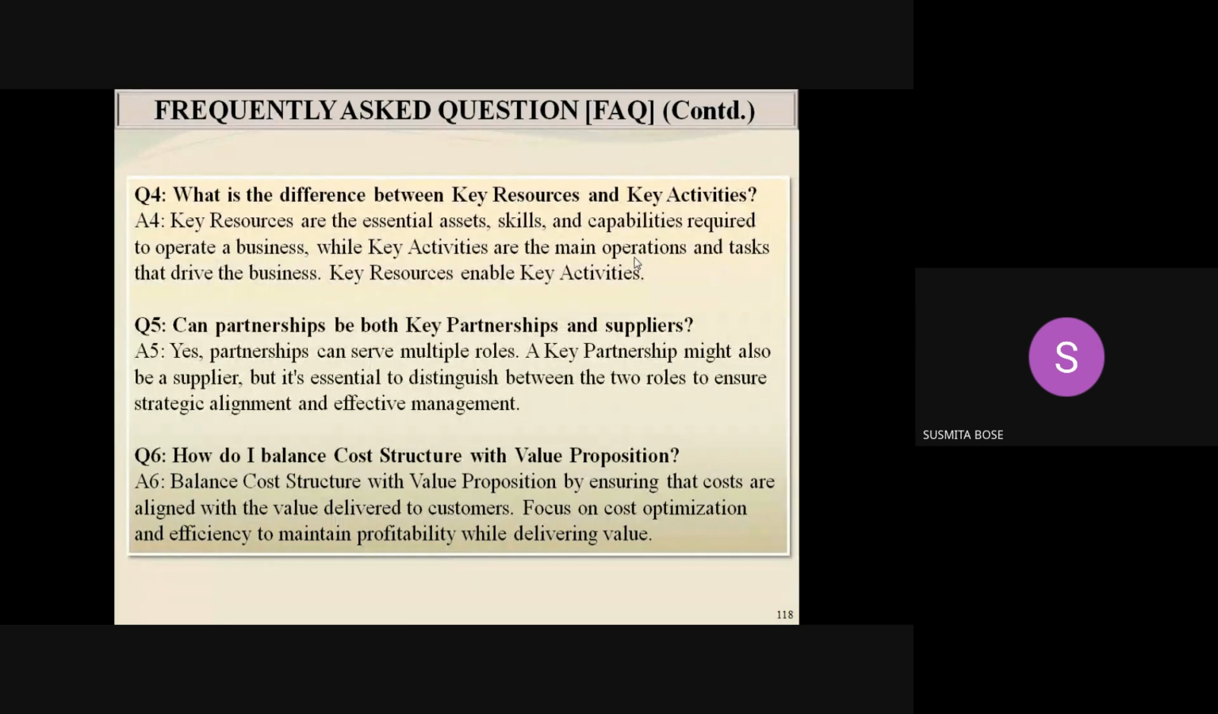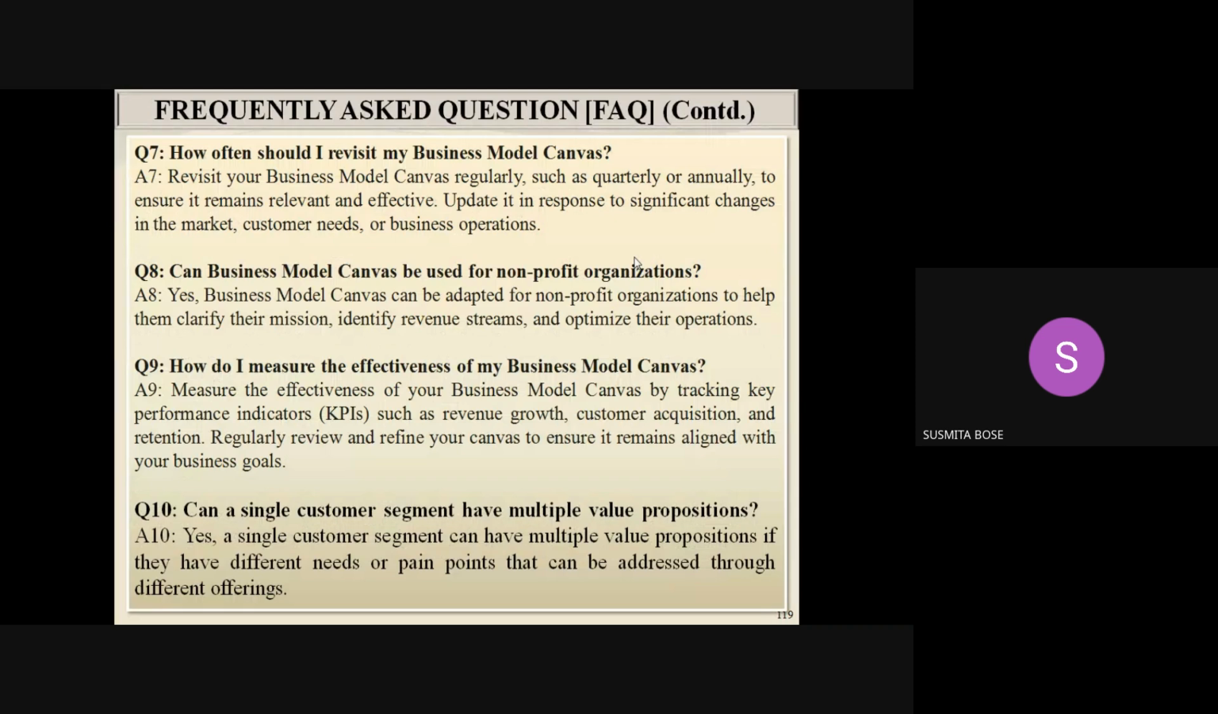Next question is, how do I balance cost structure with value proposition? Balance cost structure with value proposition by ensuring that costs are aligned with the value delivered to the customers. Focus on cost optimization and efficiency to maintain profitability while delivering the value. Because unless you have profits, you cannot sustain in the market. To sustain for the long run, you need profits. That is the main purpose of your business, not the only purpose, main purpose. There are other purposes also, social purpose, social responsibility. These are separate things. But here we will discuss the profitability, the profits.